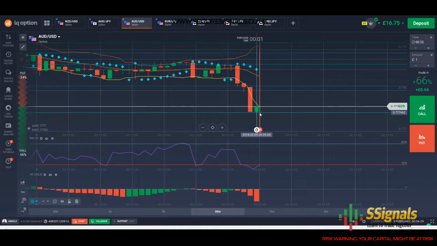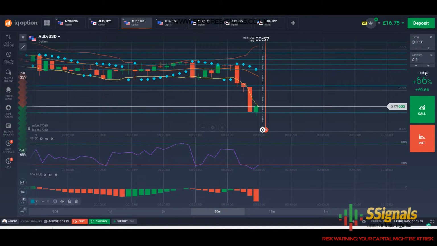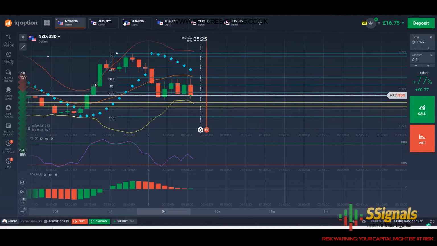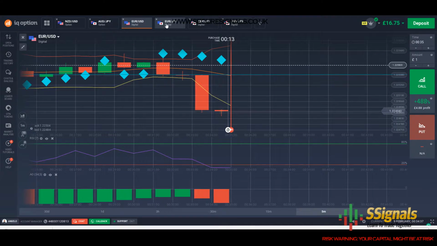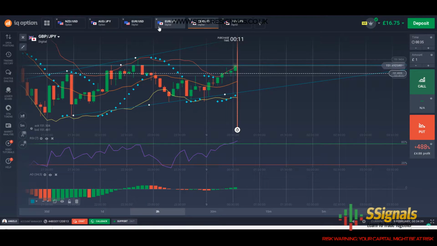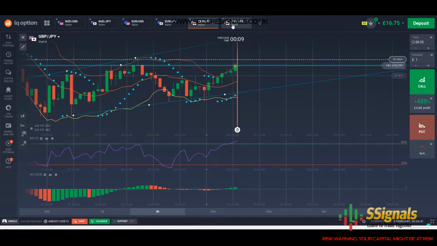Okay, so it's actually hit a retracement here. The payout's not great at all, so let's just avoid that one, because the risk to reward ratio is not really on it, so we'll leave that one out.